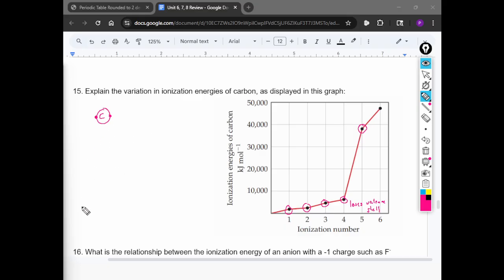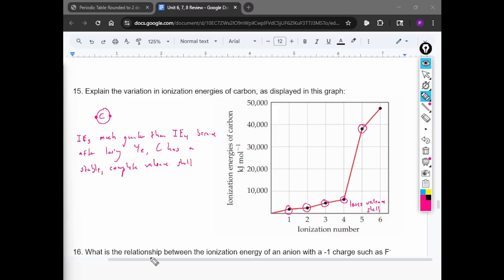So something along the lines. You can say something along the lines of IE5 is much greater than IE4 because after losing 4 electrons, carbon has a stable, complete valence shell.